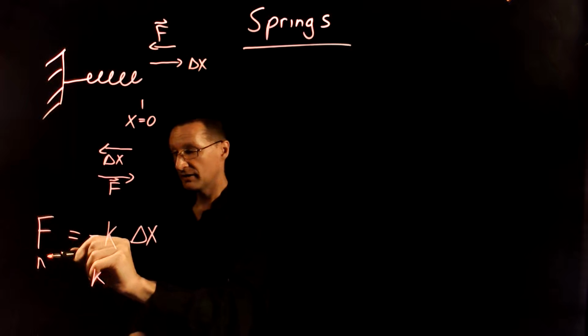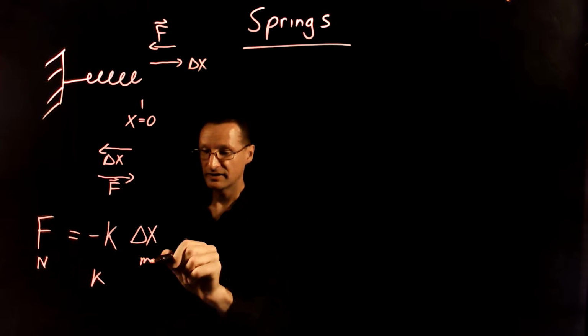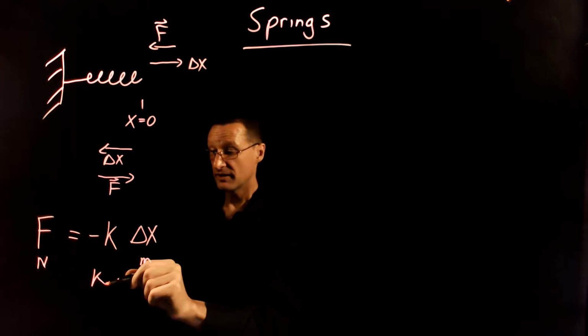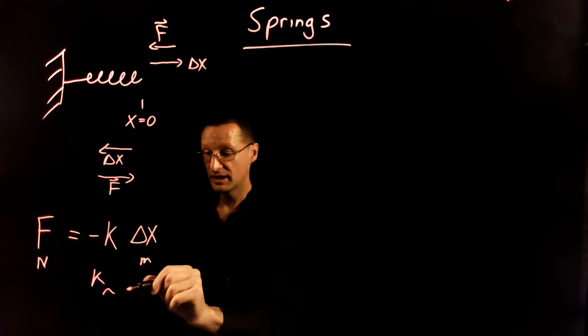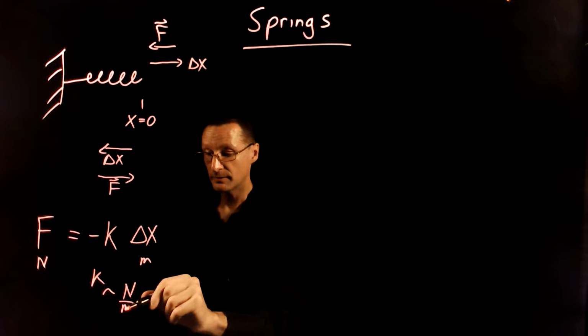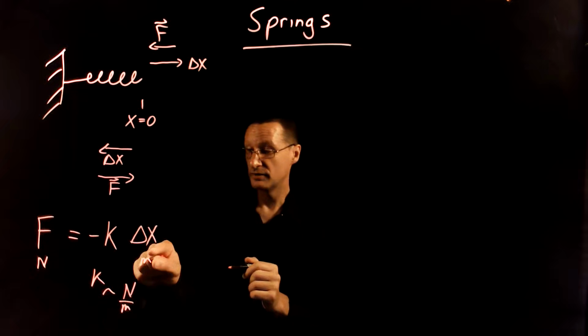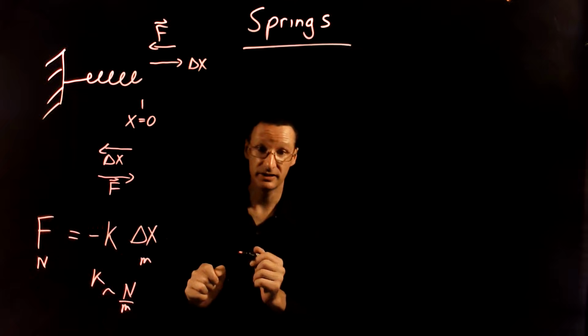The force is going to be in newtons. The displacement is going to be in meters. So the spring constant is going to have units of newtons per meter, so that the meters will cancel here and you'll get newtons on this side.